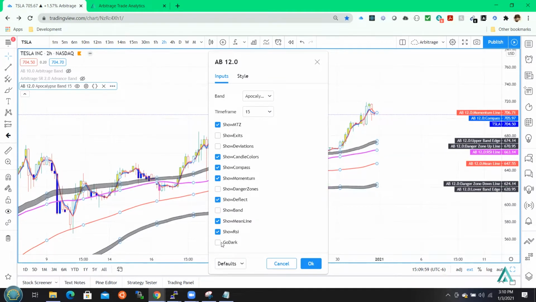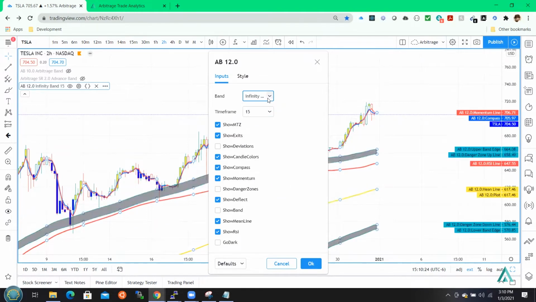We did leave the go dark option on. So if your screen is a darker screen, or you have it in black, your indicators invert, so you can see it in dark or light. We did leave show exits on and show deviations, but that's pretty much all that we've changed on the apocalypse band. The apocalypse band now does scale all the way up to the infinity band, if you want to see the band that's one bigger than the apocalypse band, and you can once again lock it on any time frame that you want.